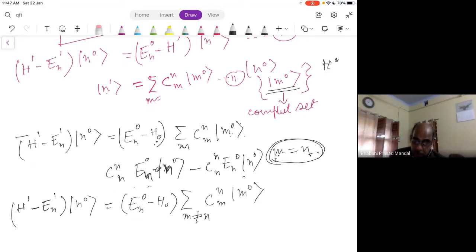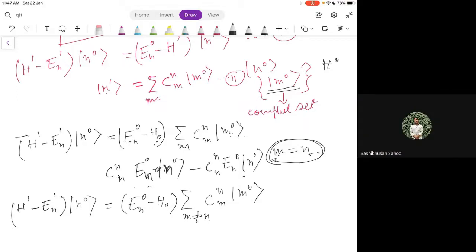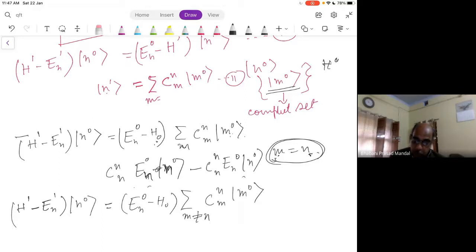Sir, can you explain again why n equal to m gives 0? Yeah, I have calculated everything. You just put n equal to m in this series, and the term will give you c_nn n0. Now this term, when H0 acts, will give you En0, because H0 acting on n0 gives En0 n0 c_nn. And this term is the same as En0 c_nn. So that will cancel. So the n equal to m term is 0, and I'm just removing that term from this series.